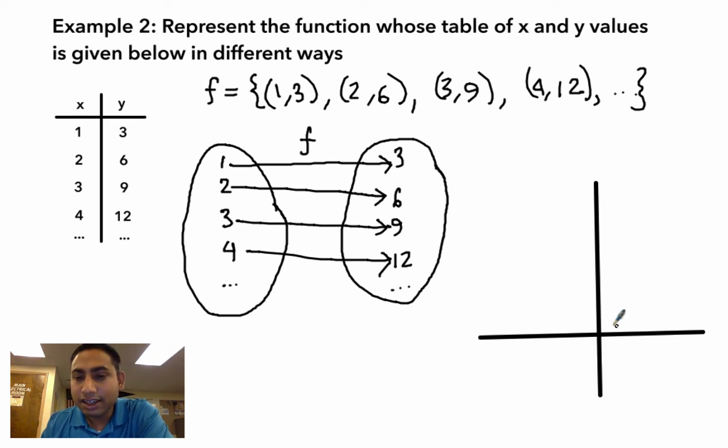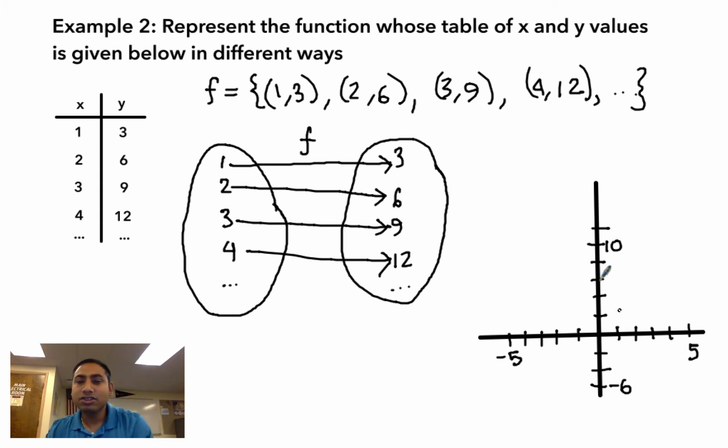We've got a grid here. I'm going to scale my x-axis first: 1, 2, 3, 4, 5, -1, -2, -3, -4, -5. I'm going to have to go up to 12, so I'm going to go by 2 this time. So this is going to be 2, 4, 6, 8, 10, and then this would be 12. I don't actually have any y values that are negative, but I'm just going to go down to -6, just to show this scaling along the axis. Okay.